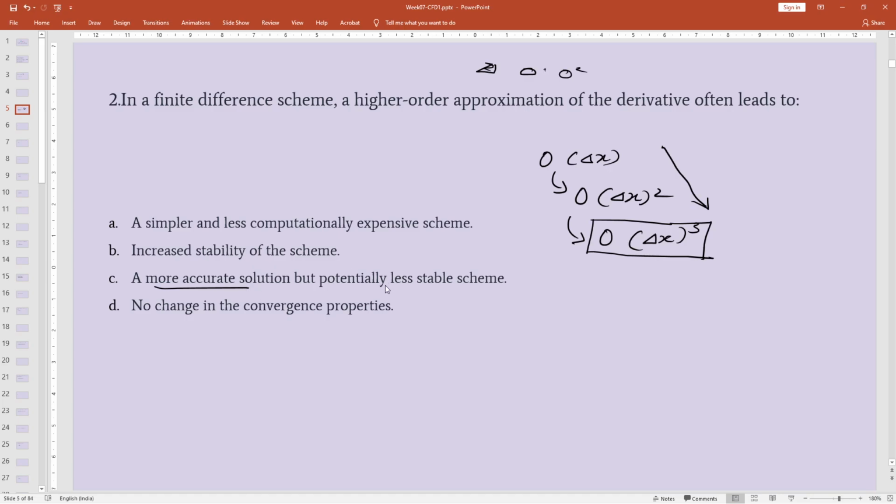When we go for a higher order approximation, we include more terms in the scheme, and it can lead to a less stable scheme. It's not necessary that it will be less stable, but it can lead to less stable schemes. So the answer is option C.